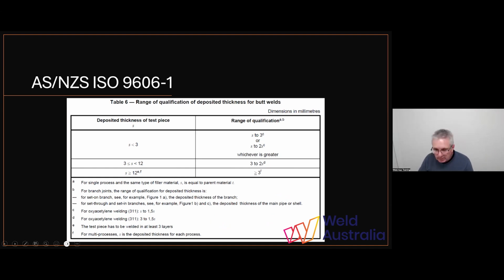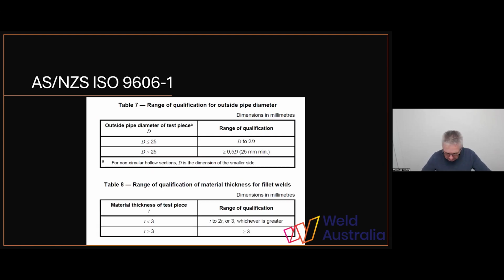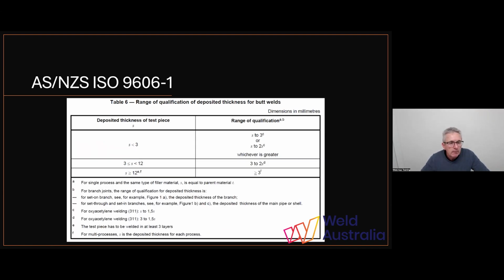Then we've got another couple of tables. Would you please, is it possible to get back to the previous table? Yeah, that one there? Yeah. Would you please give an example for the bigger than 12 millimeters, how to calculate the range of qualification? What does the 3 mean? For example, if the thickness is 15, we can calculate the range of qualification.